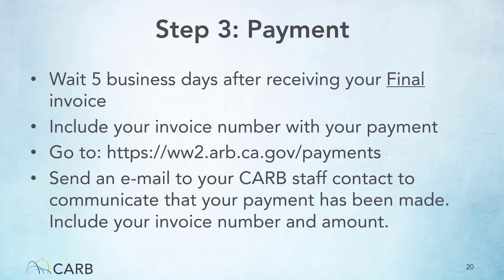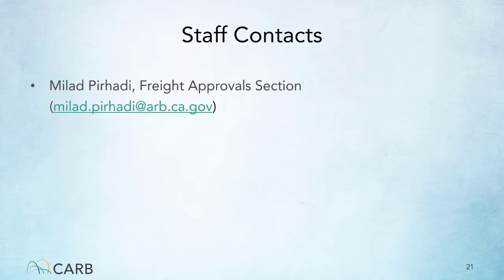As mentioned earlier, you need to wait 5 business days after receiving your final invoice. Then you need to go to our webpage shown in the slide to pay the fees. You should include your invoice number with your payment. After you have paid the fees, you need to send an email to your CARB staff contact to communicate that your payment has been made. Include your invoice number and amount in your email. The CARB staff contact for DEX Locomotive is Milad Pirhadi from Freight Approval section, with the email address shown in the slide.